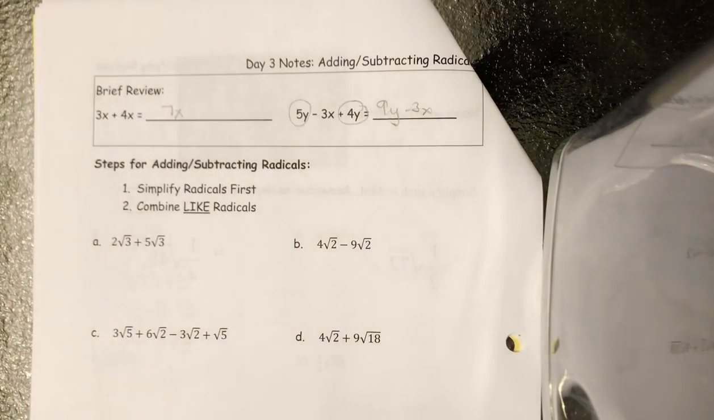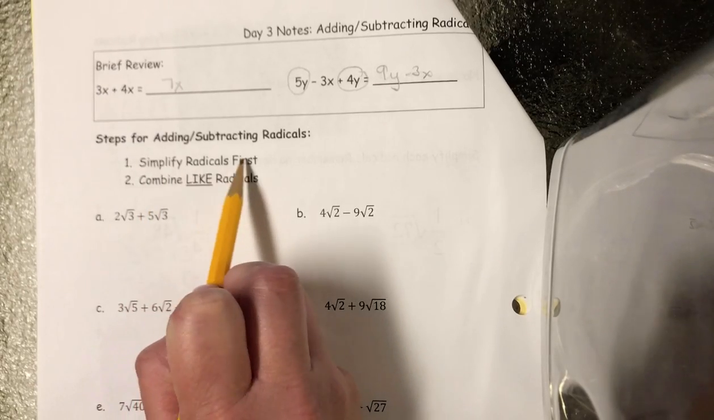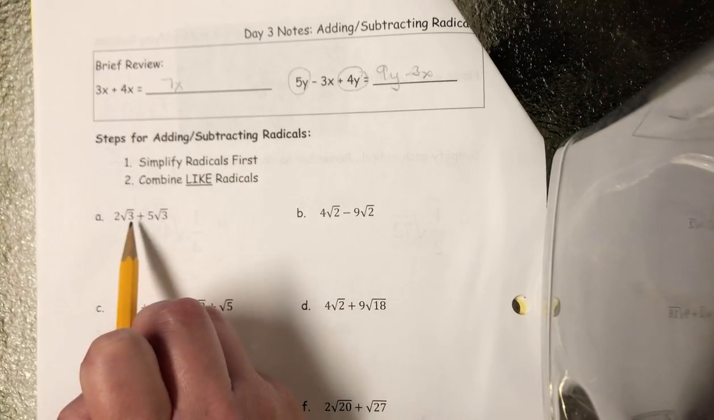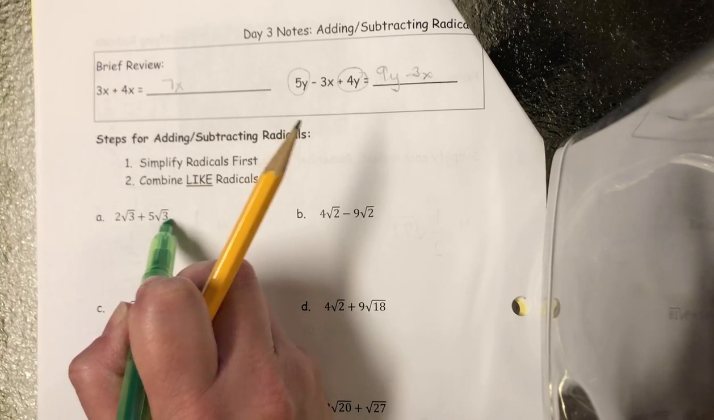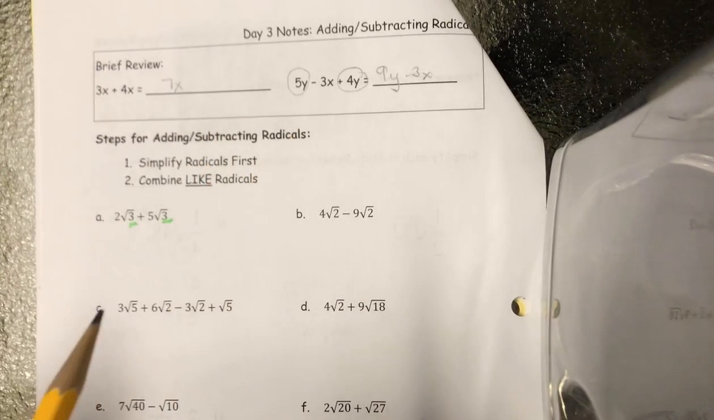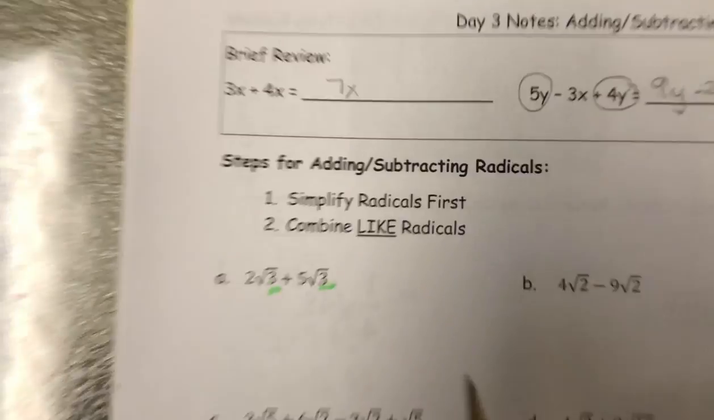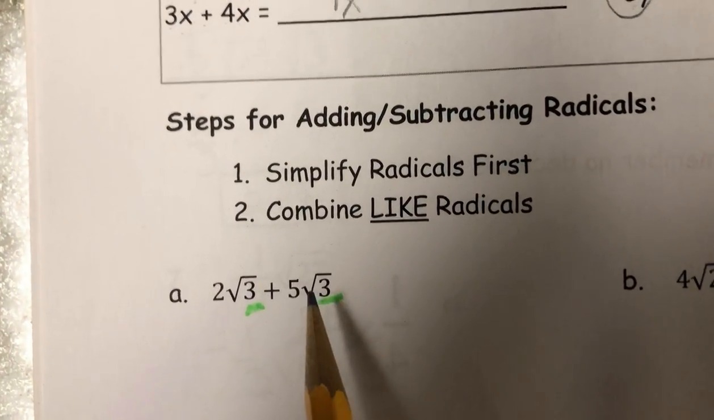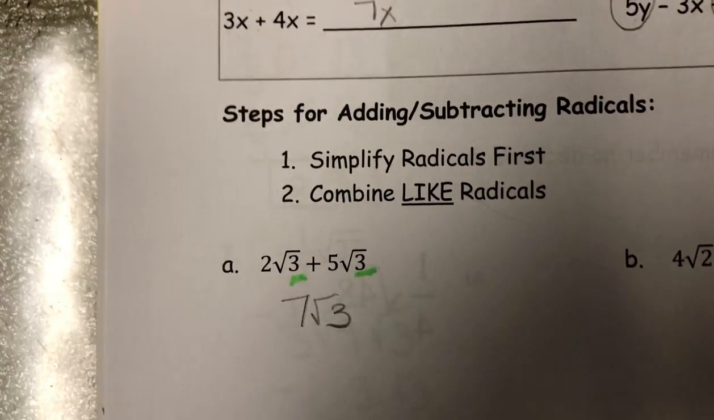So what happens when we work with radicals? Sometimes we have more than one radical, and we have to try to combine like terms. So let's take a look at this first example. Simplify the radical if it's necessary, then combine the like radicals. In part A here, 2 square roots of 3 plus 5 square roots of 3, they are like terms. They both have the same number 3 inside the radical sign. So what we're going to do is take the 2 and the 5, those are the coefficients, and add them, so I get 7 square roots of 3, and then we're done.